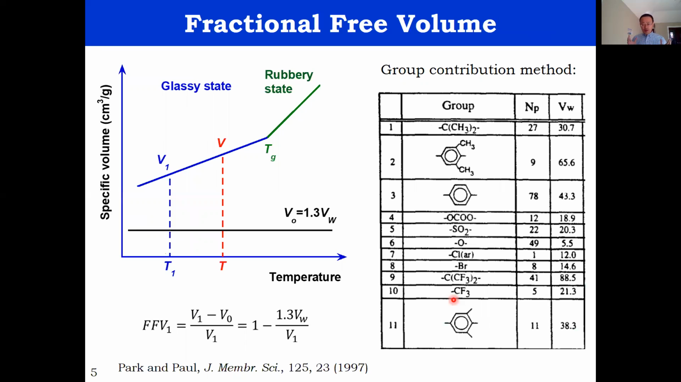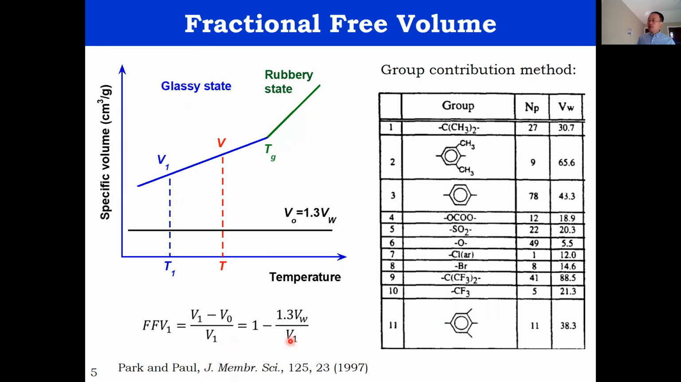What we'd like to do here is provide a way to connect polymer structure and predictive separation property with the free volume model. A good thing about this model is that we can connect free volume to the polymer structure. This figure shows the specific volume as a function of temperature. The fractional free volume is defined as the difference between the specific volume and occupied volume, relative to the specific volume.